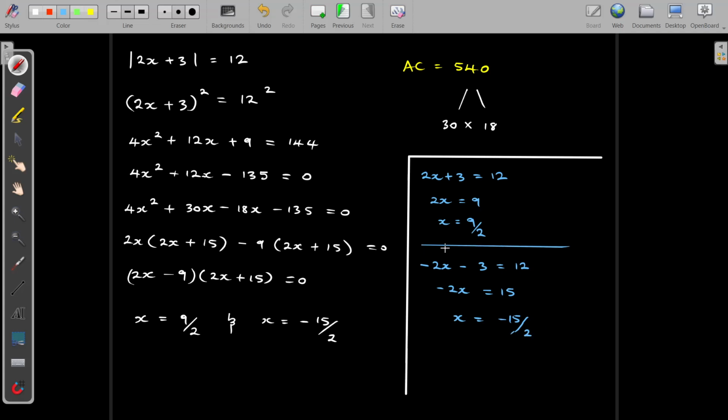So looking at this, I know you're going to say, boy, this method is easy. So it's for you to decide which one you want to use. Okay?